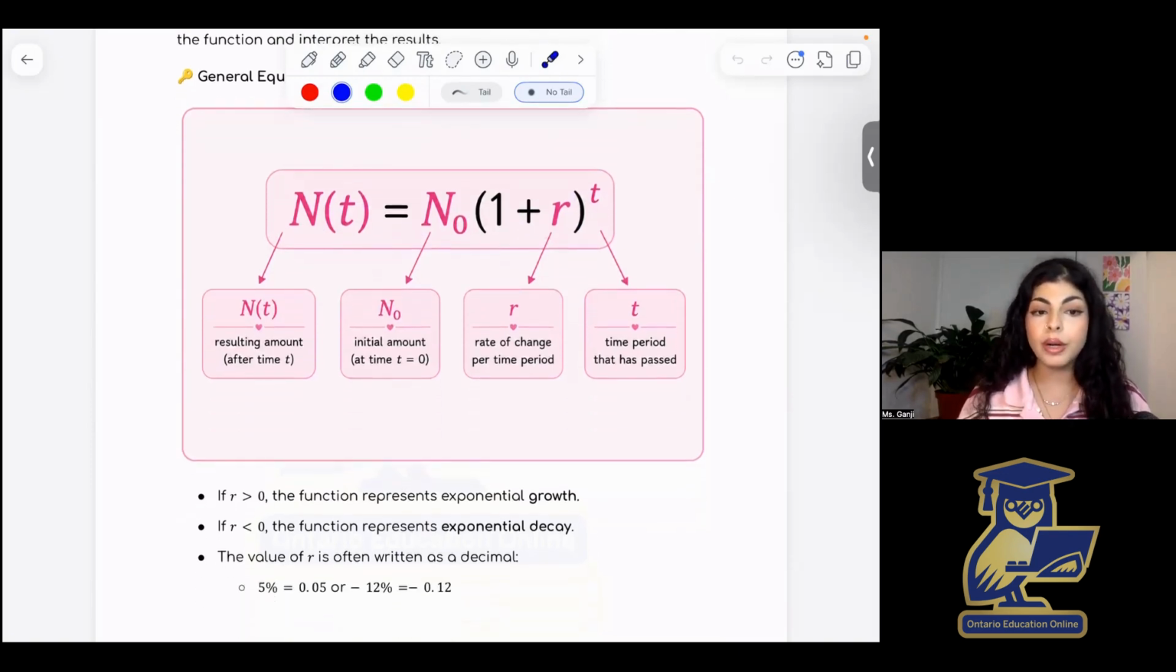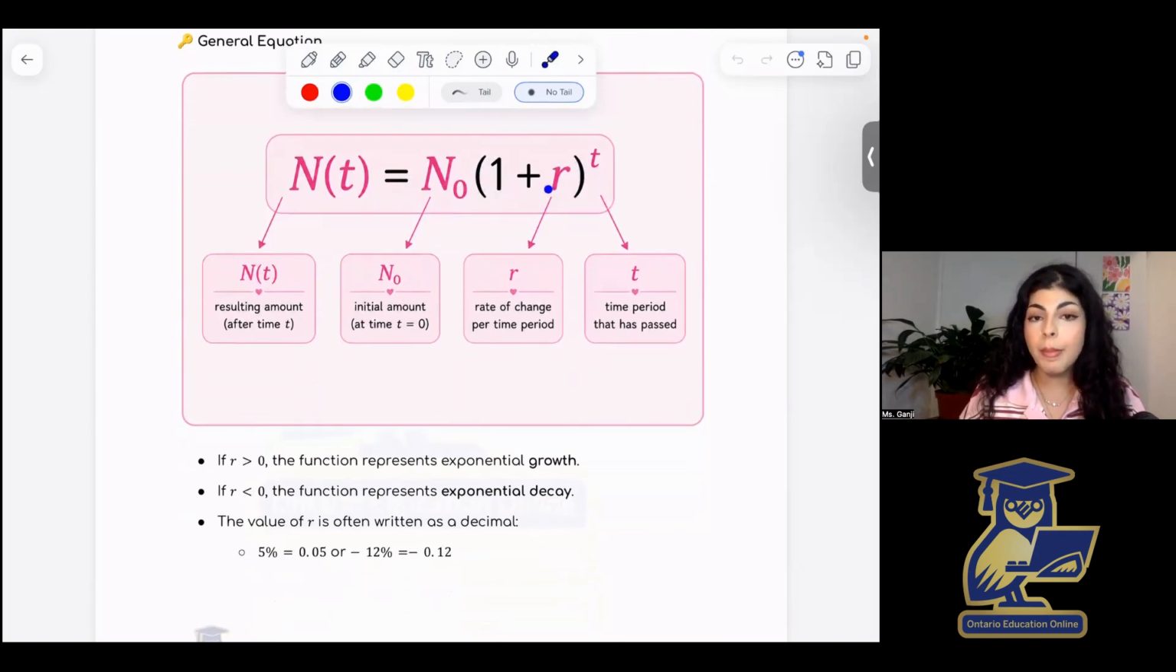And so, of course, when r is greater than 0, then we have this bracket is greater than 1. So that means we have an exponential growth. So our population, for example, is growing. Whereas when r is less than 0, we would have 1 minus r. So our value inside the bracket is actually less than 1. So then we have an exponential decay.